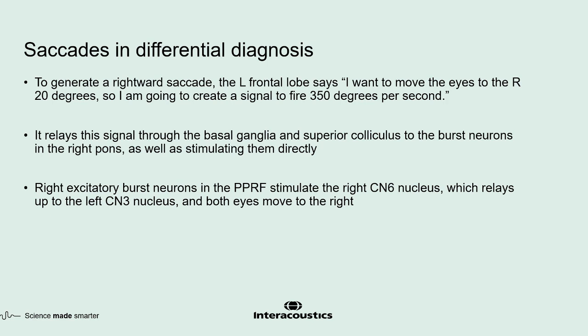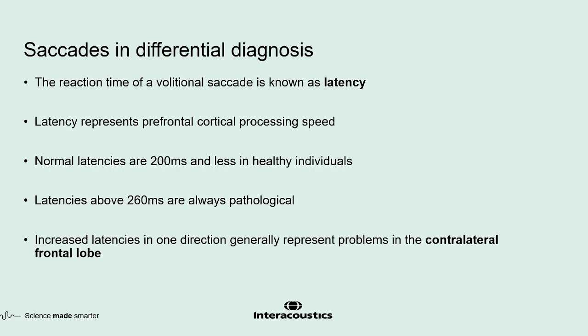Now, the reaction time of a volitional saccade is known as the latency. The latency represents prefrontal cortical processing speed. Normal latencies are 200 milliseconds and less in healthy individuals. There is some variation on the theme. Latencies go up a little bit with age. Latencies above 260 milliseconds are always pathological. Now, increased latencies in one direction generally represent problems in the opposite frontal lobe. So if I have increased latencies of rightward saccades, that's a left prefrontal cortex problem.